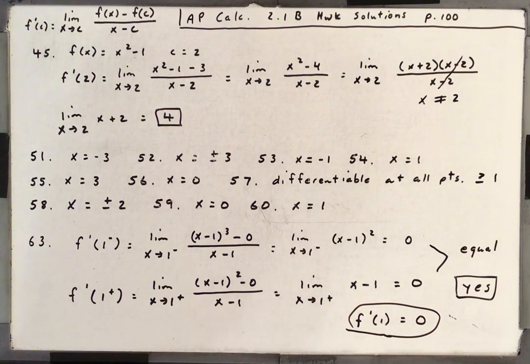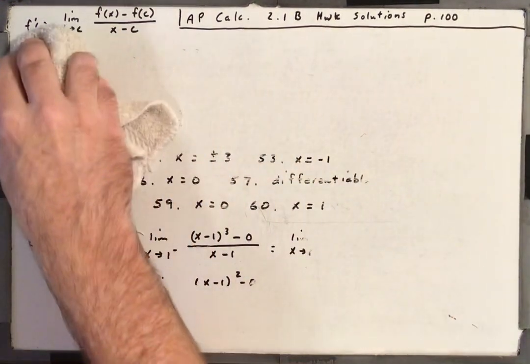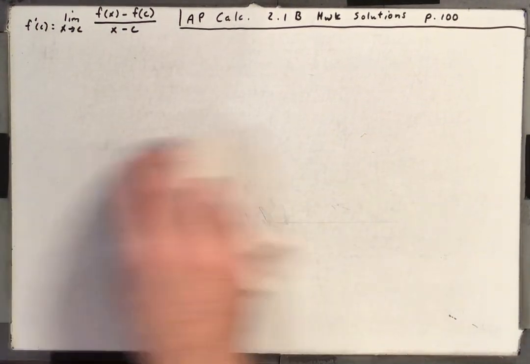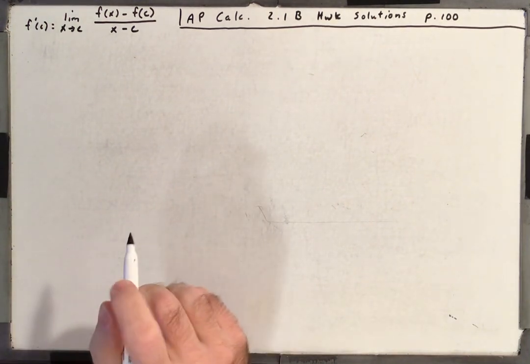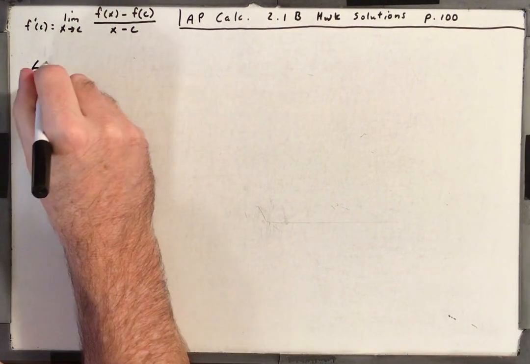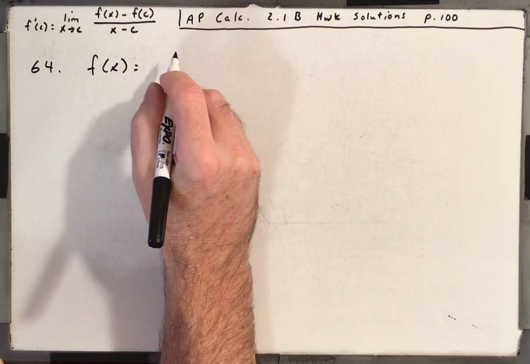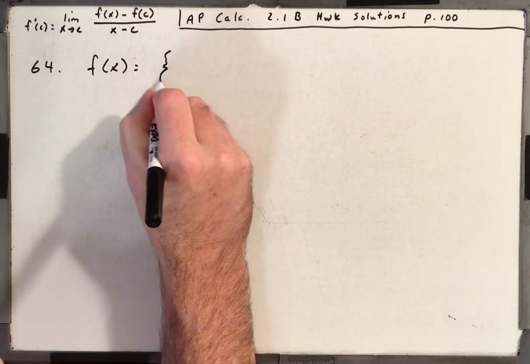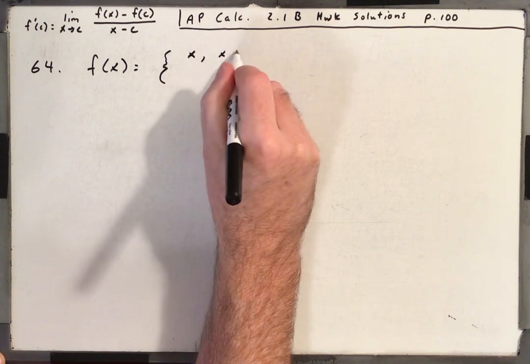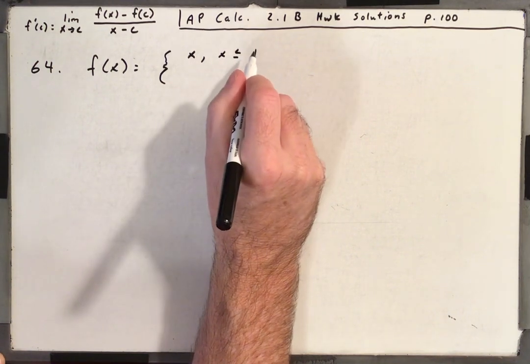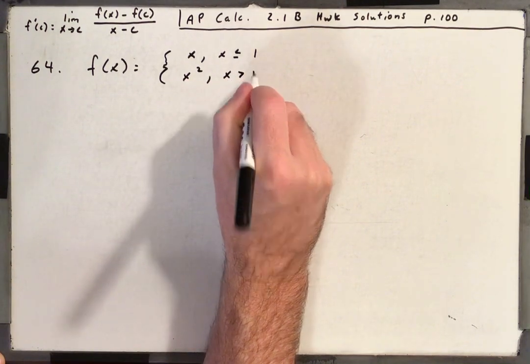All right, let's finish up by doing 64, 65, and 66. Okay, 64. We have f of x is equal to x when x is less than or equal to 1, and x squared when x is greater than 1.